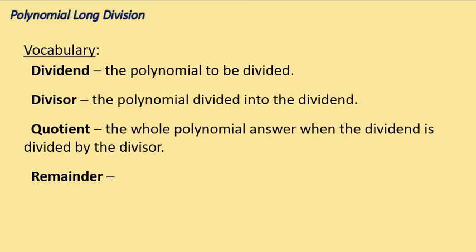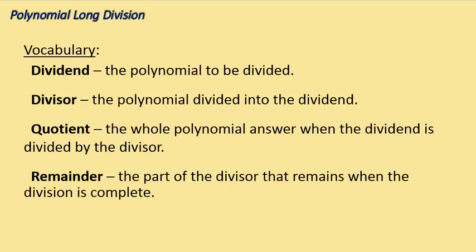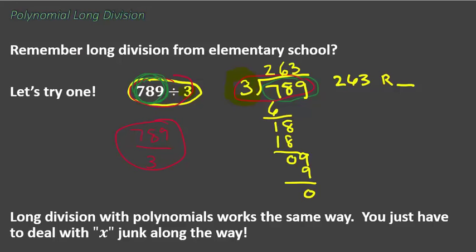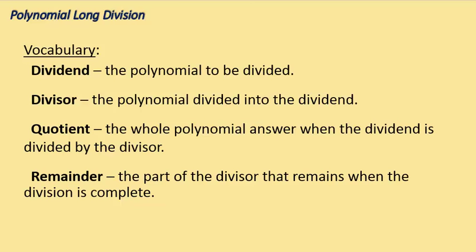And then the last term is called the remainder. You probably remember the remainder. The remainder is the part of the dividend that remains when the division is complete. In our last example, we didn't have a remainder, so the remainder would have been 0, because that's what's left at the bottom. If there's something left at the bottom, that's what the remainder is. So that's the vocabulary for this lesson. And now let's go ahead and jump into the examples.